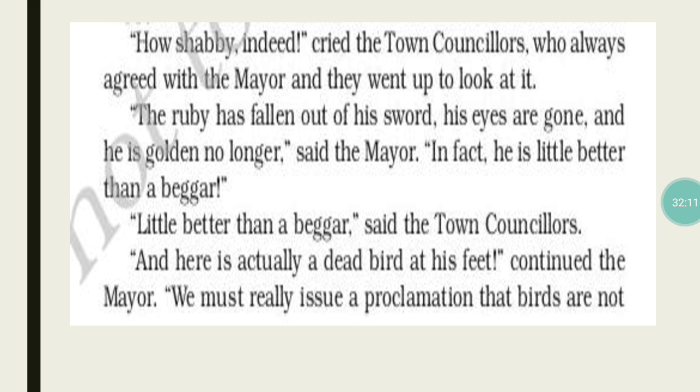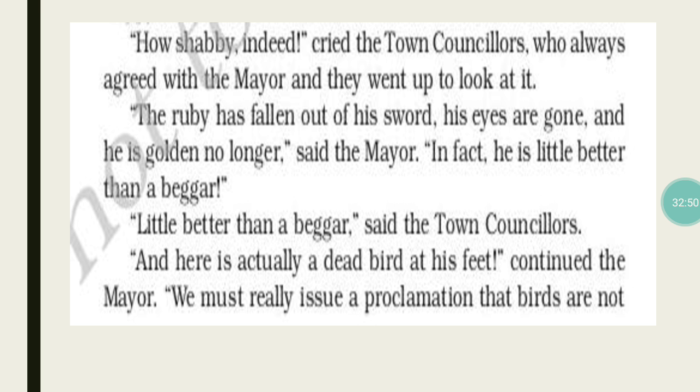So what's going on there, children? Yes, the mayor noticed that the ruby stone which was placed in the handle of the sword was missing. The sapphires from the statue's eyes were also missing, and the layer of gold from its body was also missing. So in fact, he is a little better than a beggar. "A little better than a beggar," said the town councillors. "And here is actually a dead bird at his feet," continued the mayor. So they noticed that the statue had become untidy, and at the same time they noticed a dead bird at his feet.